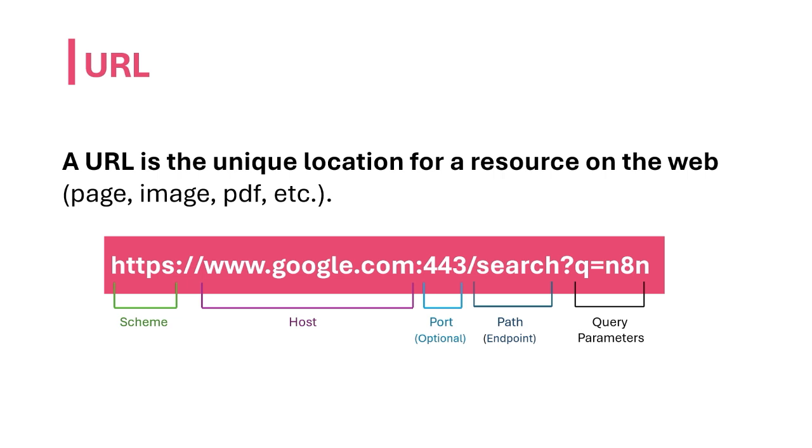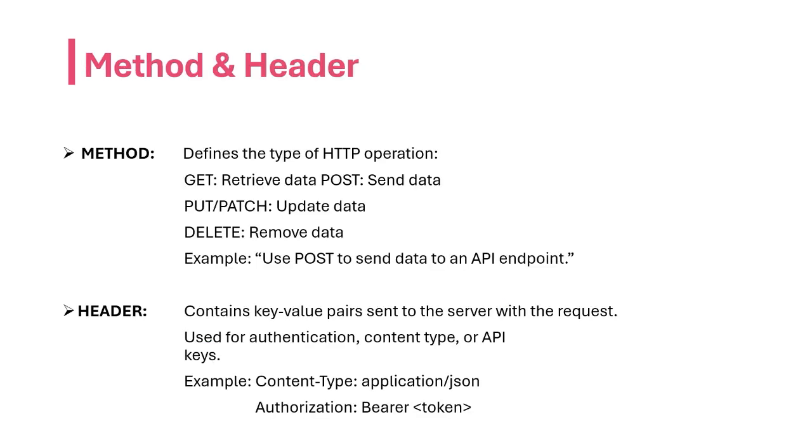Then comes the last part, and that is the query parameters. They pass additional information to the server, like what to search for in this case. So every URL has these parts that together tell your browser exactly where to go and what to request. Then second is method. The method defines what you want to do.